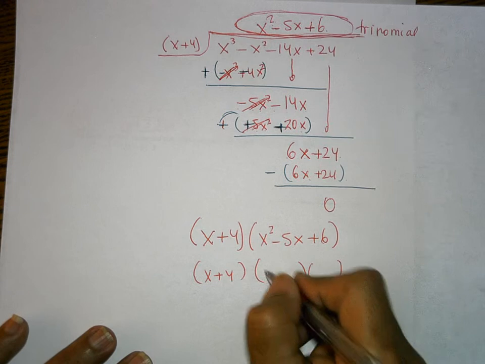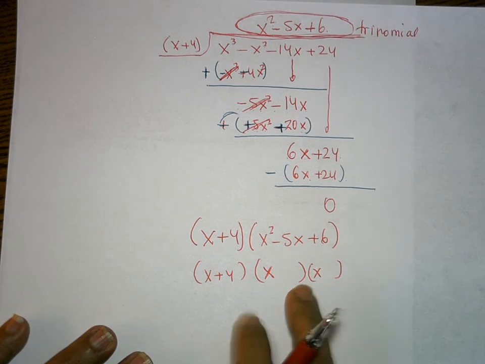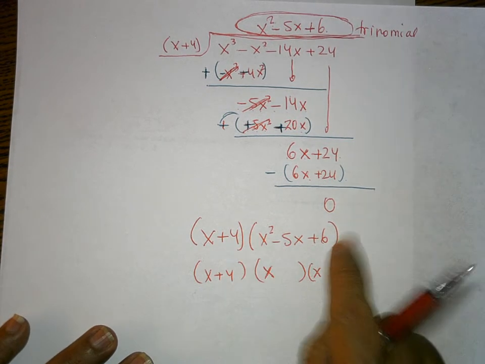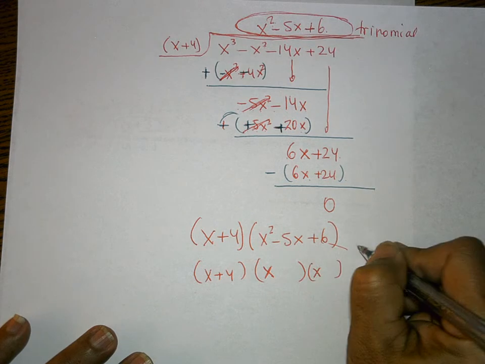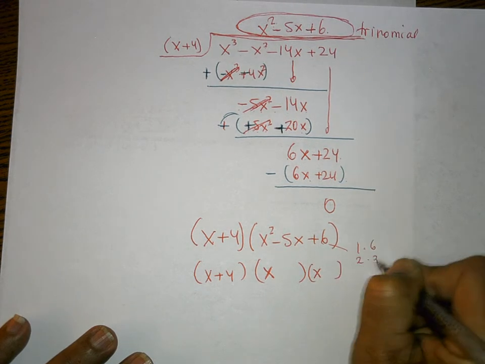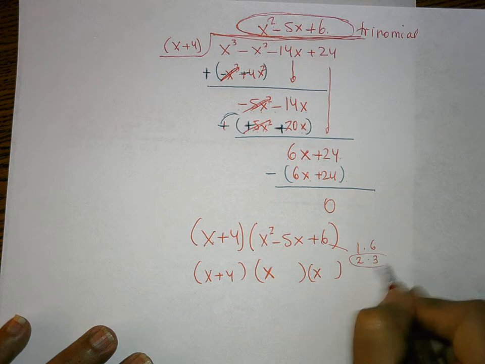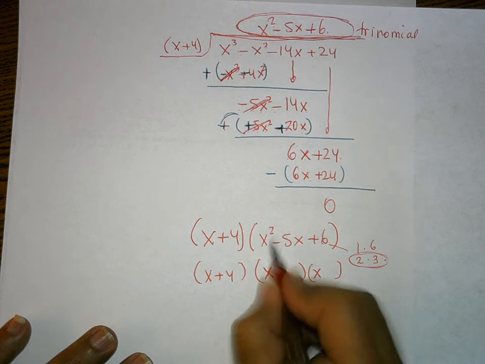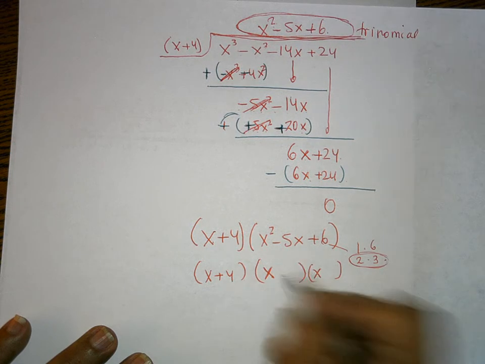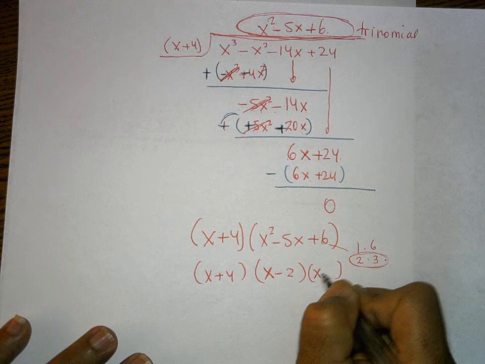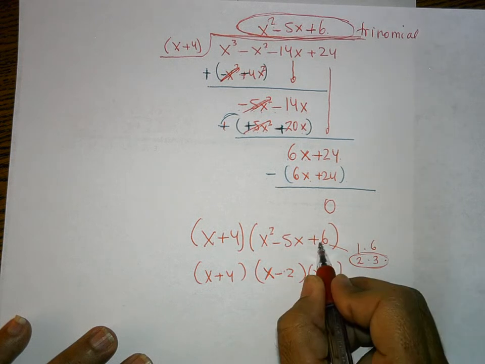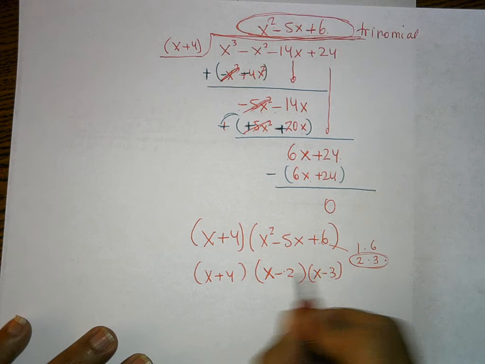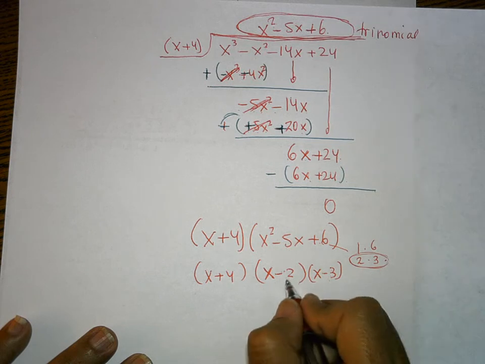We know that x times x equals the x squared. The factors of 6 are either 1 times 6 or 2 times 3. I'm going to pick 2 times 3 because it will add to negative 5. So negative 2 with negative 3 multiplies to a positive 6 but adds to a negative 5. If I do the guess and check, it works.